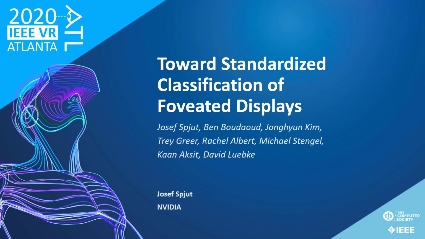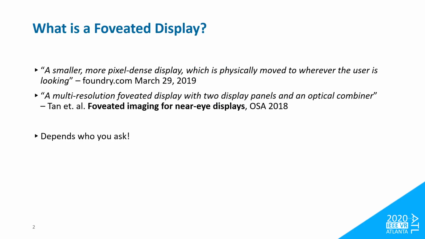I'd like to talk to you today about how we've come to think about foveated displays and one way they might be classified. The first thing we need to do before we can begin to classify foveated displays is to know what they are. In preparing this talk, I did a quick Google search and grabbed a couple quotes I found from others. The first quote here indicates that a foveated display should be one that moves to where the user is looking. This second quote says that a foveated display should have a different pixel density for different parts of the display. What we've tried to do with our paper is create a classification system for foveated displays that accepts both of these definitions.